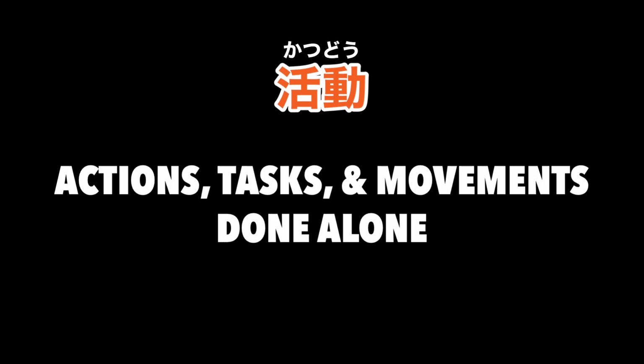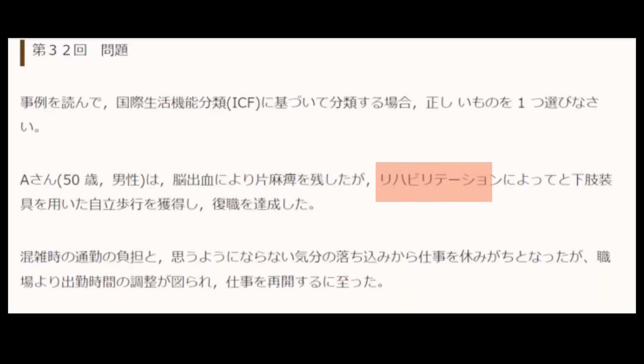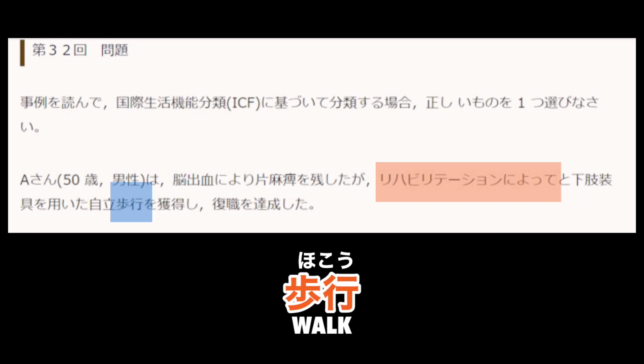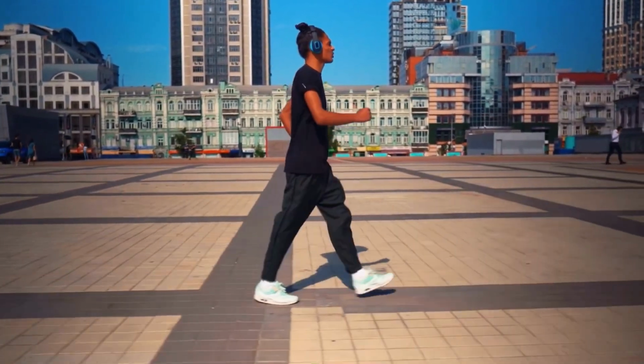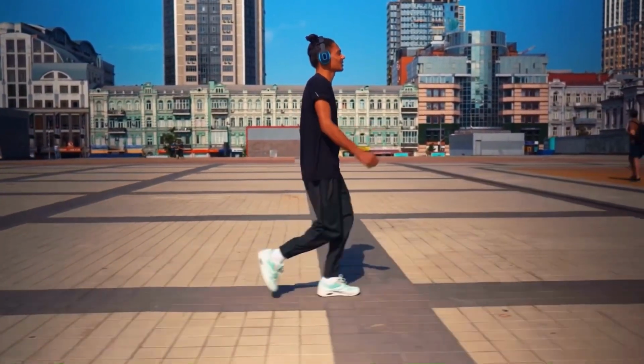Katsudo are the actions, tasks, and movements that you do alone. The keyword here is alone. All, and I mean all, actions, tasks, and movements that are done by a single person, just a single person, almost always belong to Katsudo. For example, Mr. A was able to walk again through rehabilitation. The word here is hoko, walking. Generally speaking, walking is an action or a movement of the body, and walking can be done alone.